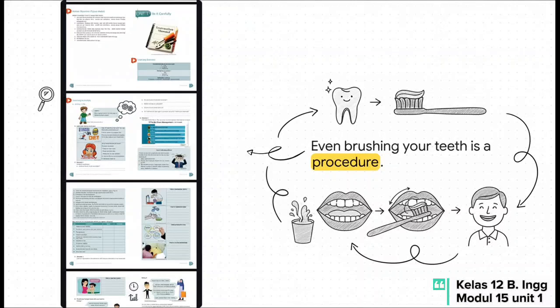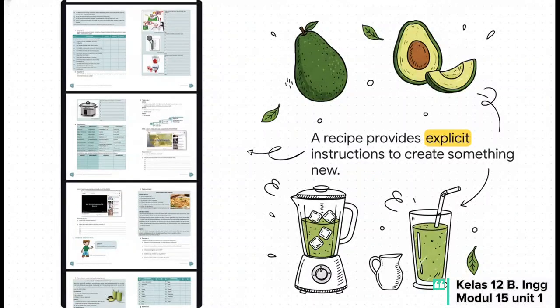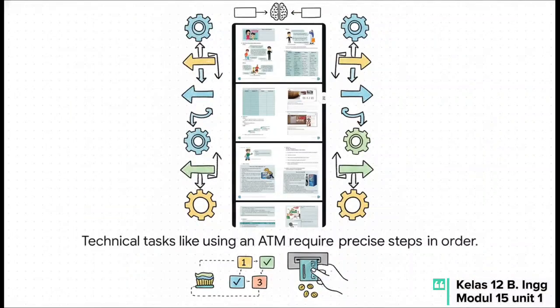What, twice a day? Okay, now let's look at something like this recipe for avocado juice. This is where instructions become a tool for creation, right? They're basically a roadmap that takes us from a bunch of separate ingredients to something totally new and, hopefully, delicious. We're not just following steps here, we're actually making something. And what about something a little more technical, like using an ATM? I mean, the stakes are a bit higher here. One wrong move and, well, you might not get the outcome you were hoping for. But even with something like this, you'll see the exact same underlying structure at play.